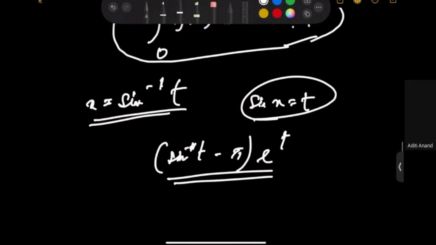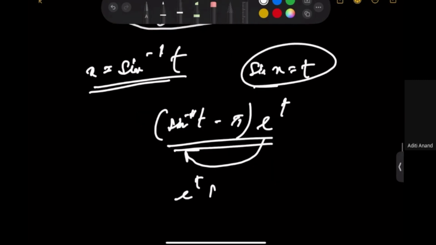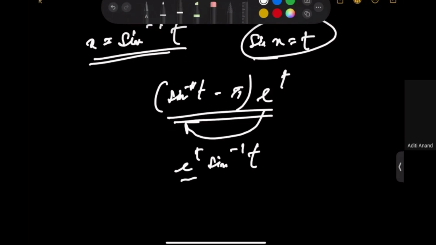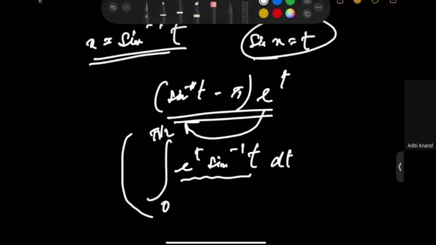Because you'll have to do this. There is a product of e to the power t with sine inverse t. So when you want to integrate, you'll have to at least apply integration by parts. We have to find this, right, from 0 to at least pi by 2.